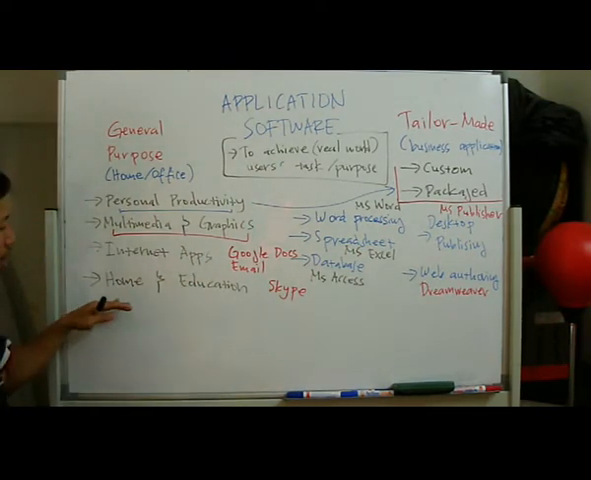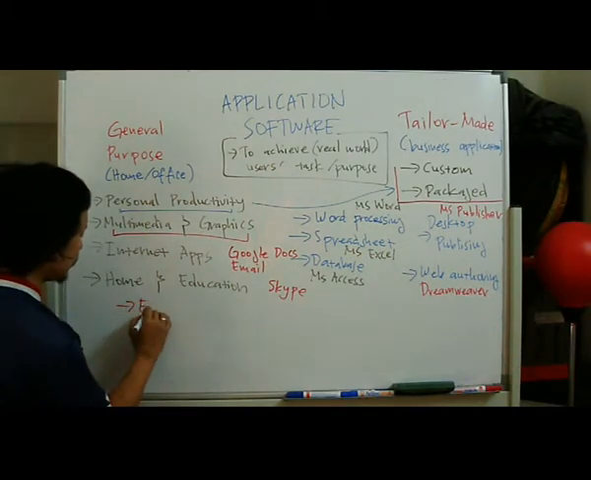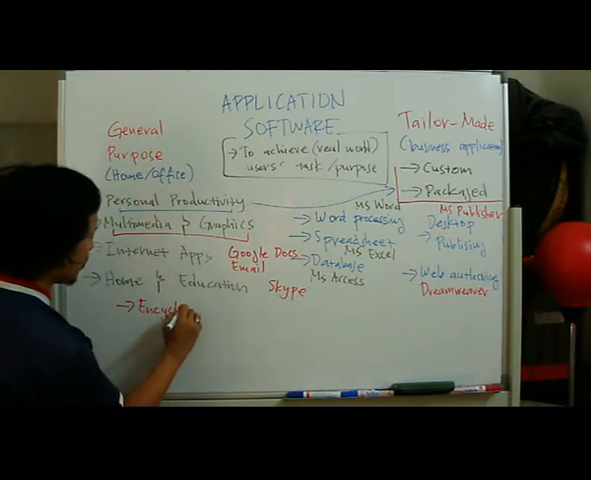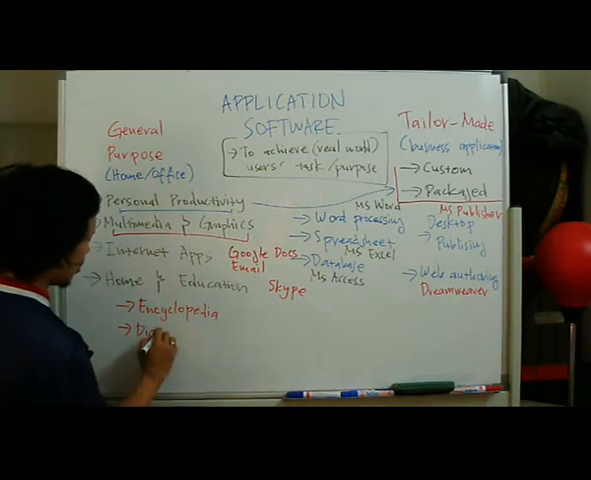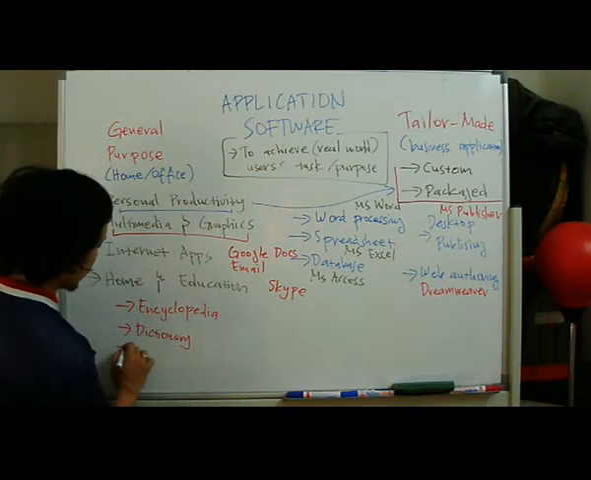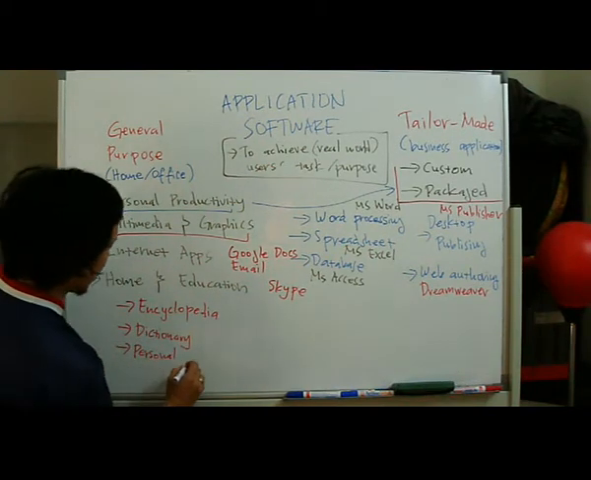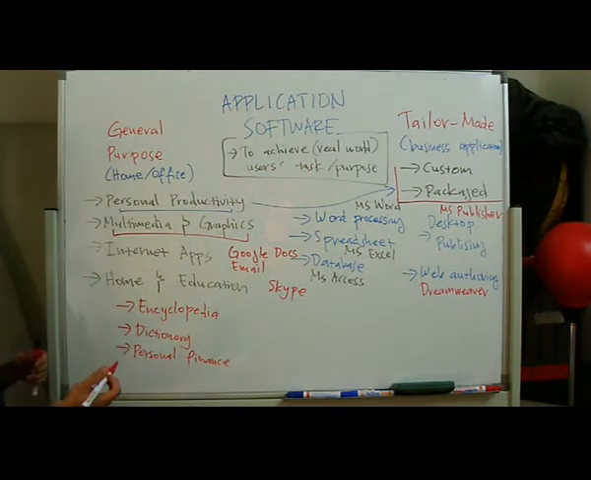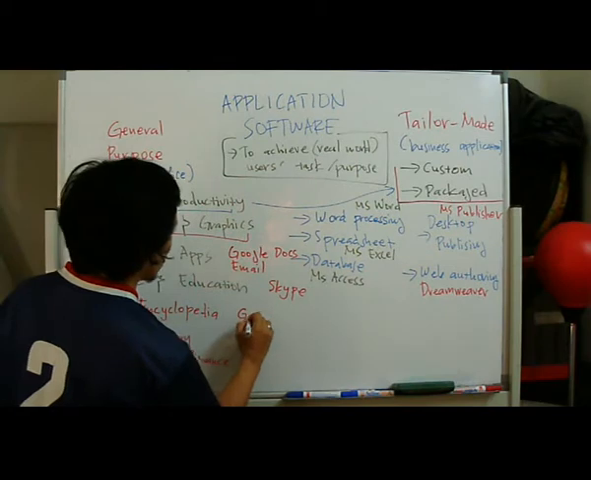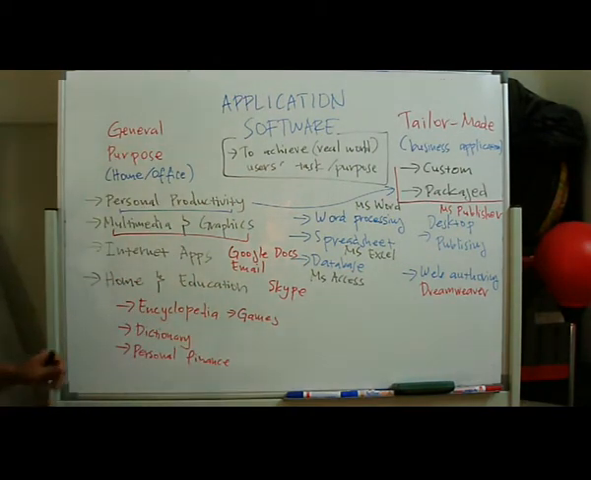And the last but not least is home and education. Here we're looking at things like encyclopedias, maybe dictionary, personal finance. You want to keep track of how much you're spending this month and whatnot, and etc. So these are all home education. Of course, your computer games as well. Games, these are all under home and education, meaning mostly being used at home. It's a bit weird to be using this in the office, right?